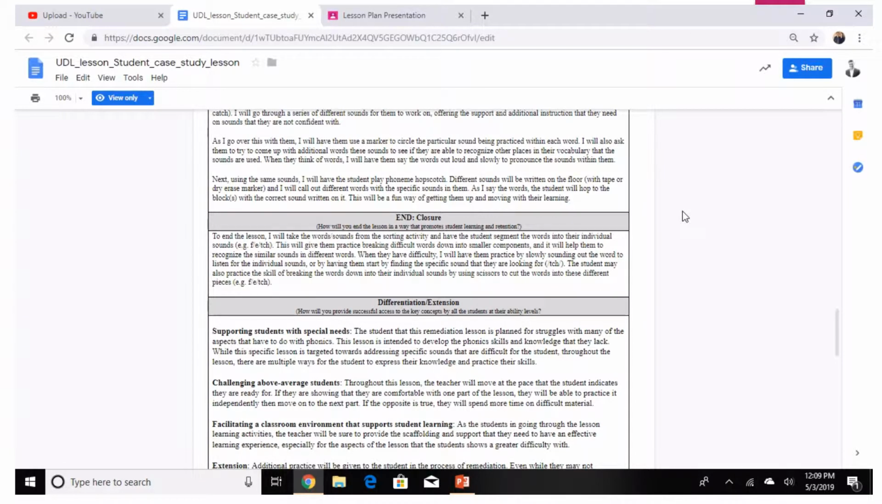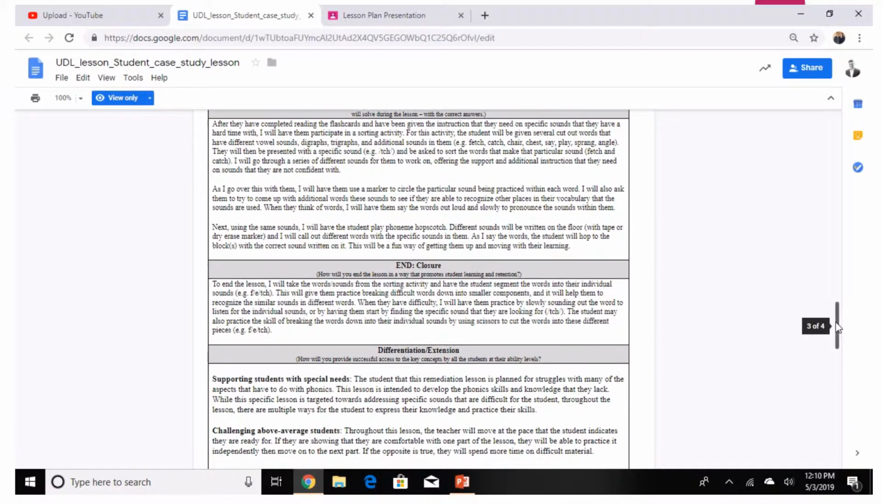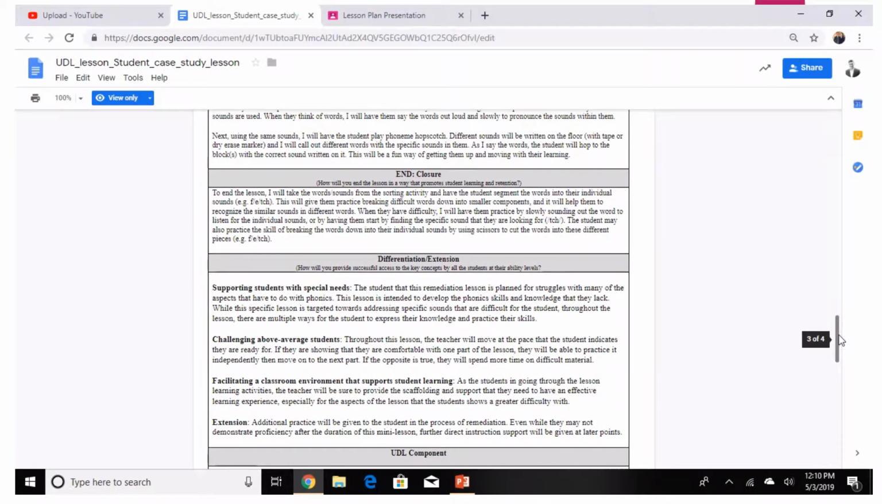The next activity, following up this, he'll be looking at those words that he was just using, and then using a marker, he's going to circle the letters in each of the words that make the sound that is in common. So after the sorting activity, he'll have fetch and catch, for example, in a pile. So then at this point in the lesson, he'll be using a marker and he'll be circling the part of fetch and catch that are making that common sound, the ch sound. And this is again just helping him to isolate that sound from the other letters in it. So what is making it similar?